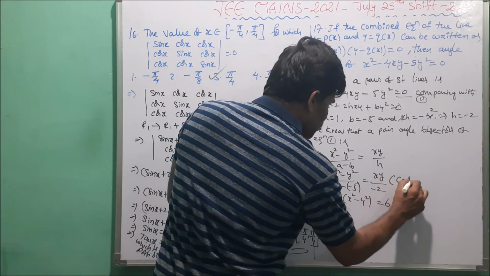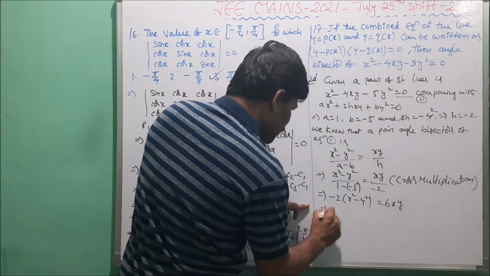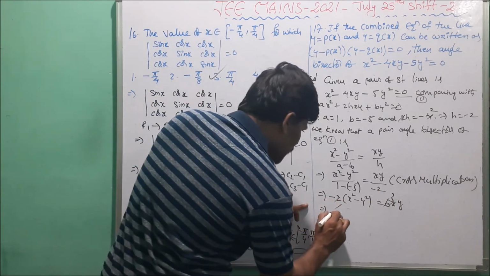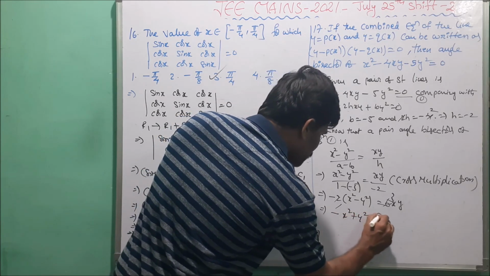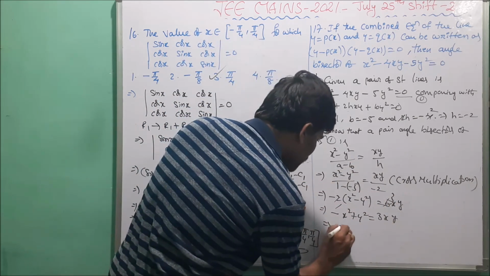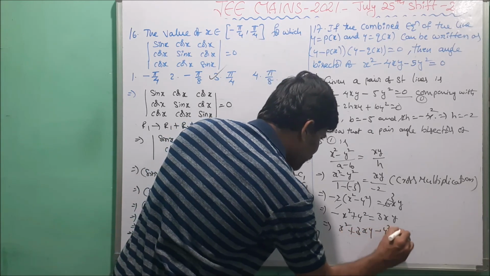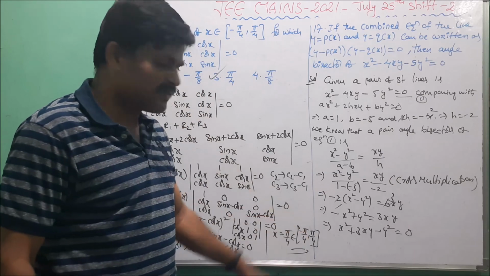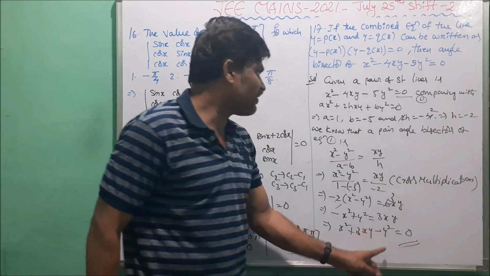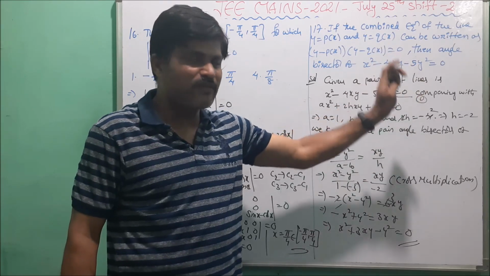Here we take cross multiplication. Now from this one we divide by 2. Here we write minus x square plus y square equal to 3xy. Now we take these terms to the right side. Then we write x square plus 3xy minus y square equal to 0. So x square plus 3xy minus y square equal to 0. So this is our solution. This is the pair of angle bisector lines to the given pair of lines x square minus 4xy minus 5y square equal to 0.